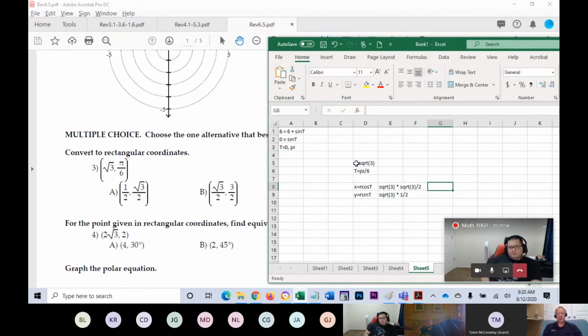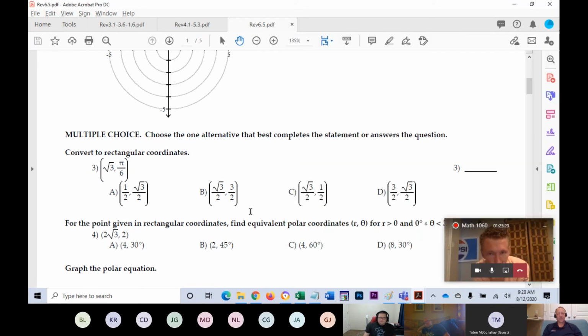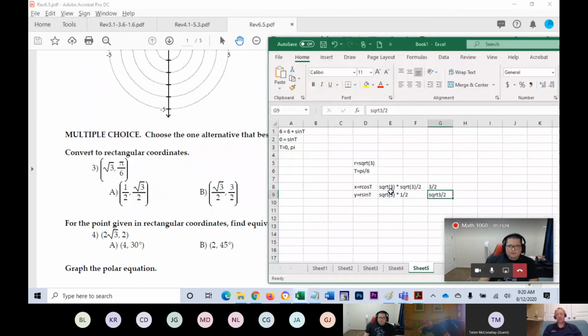So the x coordinate, square root of 3 times square root of 3 over 2, is 3 over 2. And this becomes square root of 3 over 2. Which is D. So it's D. Yeah.